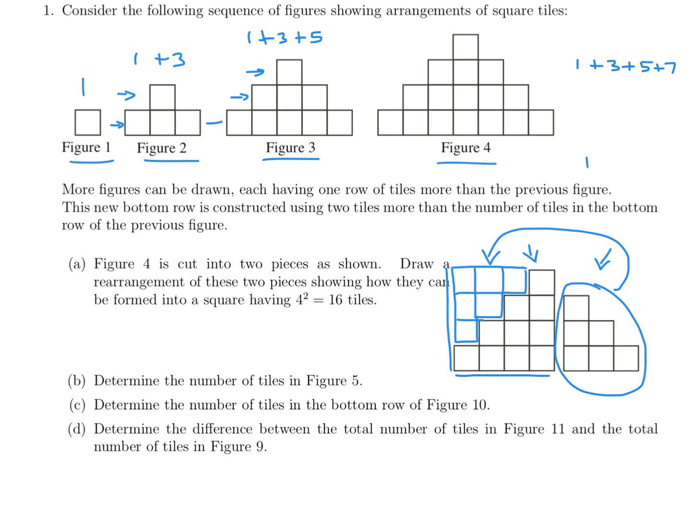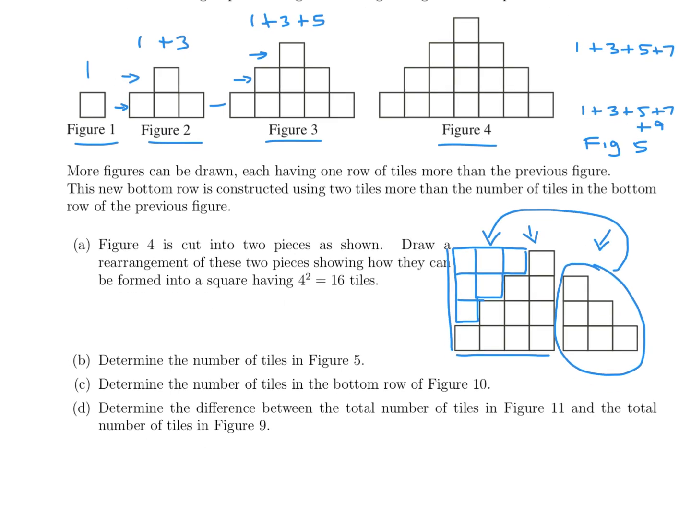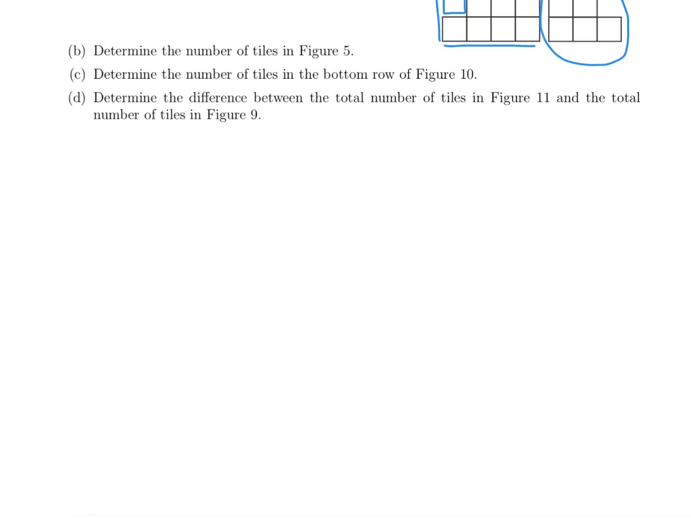So figure 5 would just be 1 plus 3 plus 5 plus 7 plus 9. And I'm pretty sure that is what it would be. And the number of tiles, therefore, I would have to add up: 1 plus 3 plus 5 plus 7 plus 9, and that is 25. So that's part B.